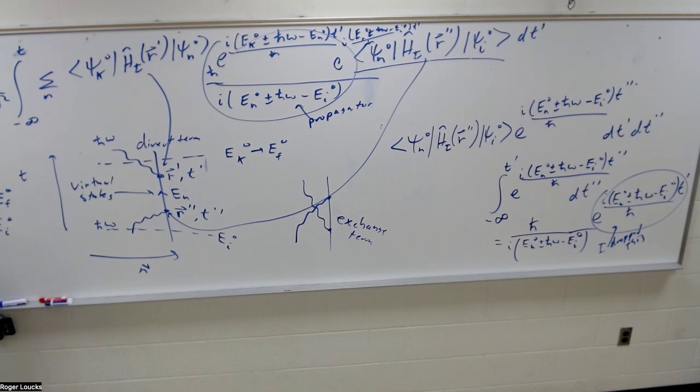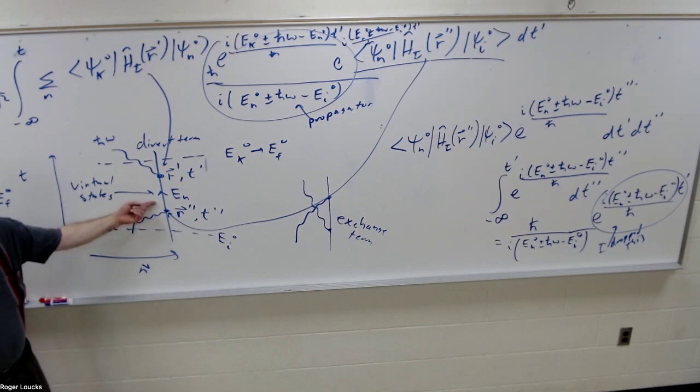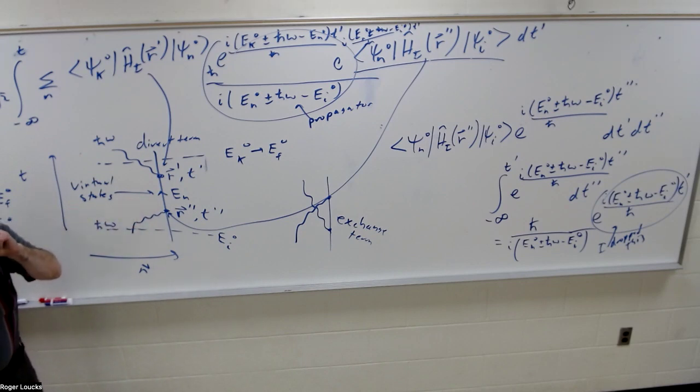Now notice what happens here is that these virtual states do not conserve energy. You can get away with it because of the Heisenberg uncertainty principle. The Heisenberg uncertainty principle states this.